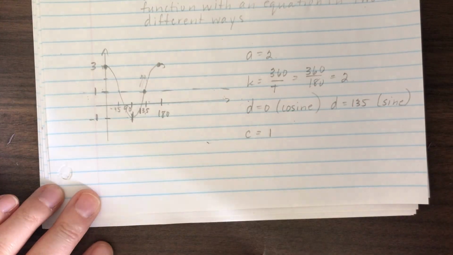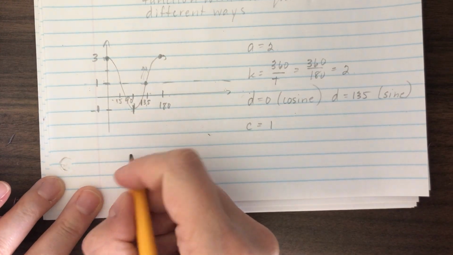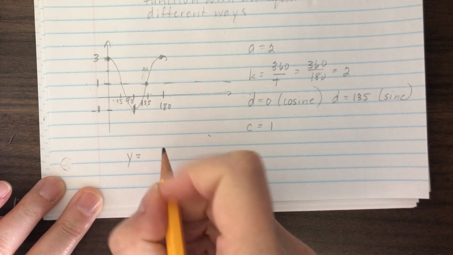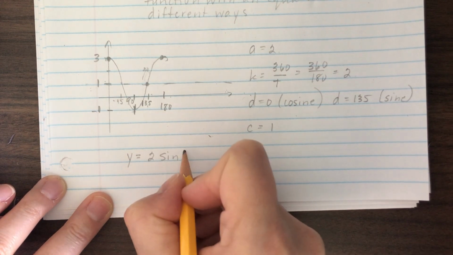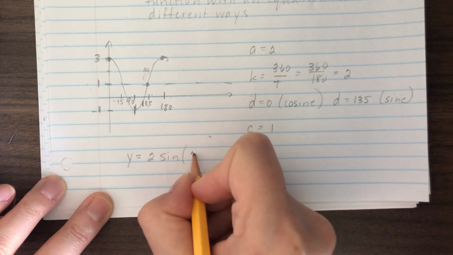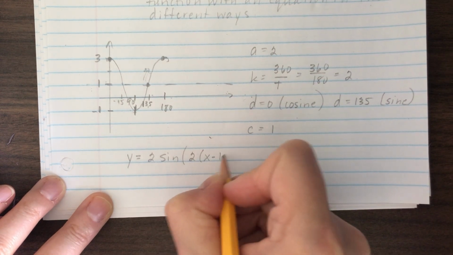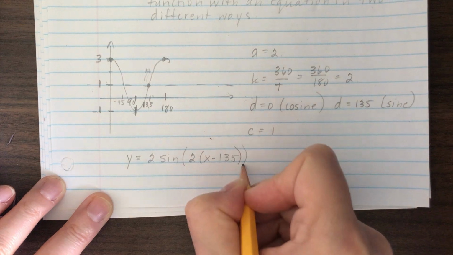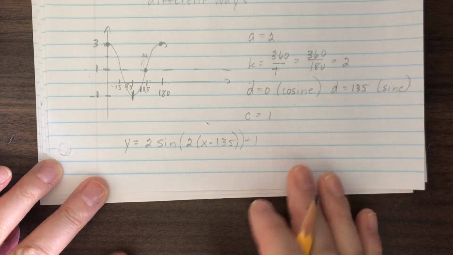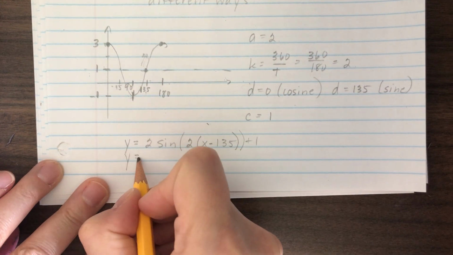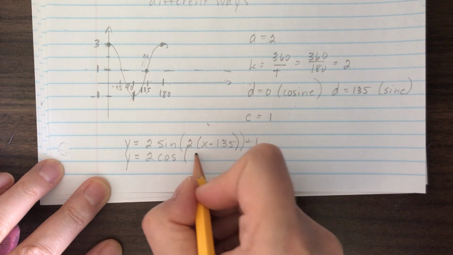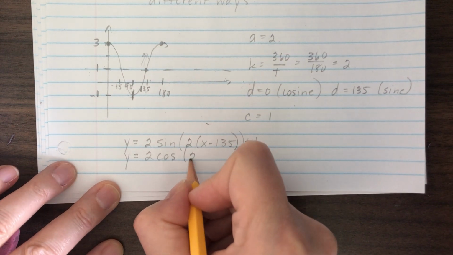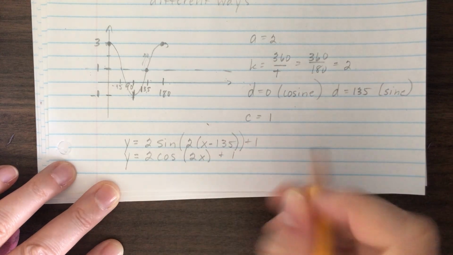So modeling this with the sine function, I get y is equal to 2 sine bracket 2x minus 135 plus 1. And if I model this with the cosine function, I get y is equal to 2 cos bracket 2x plus 1.